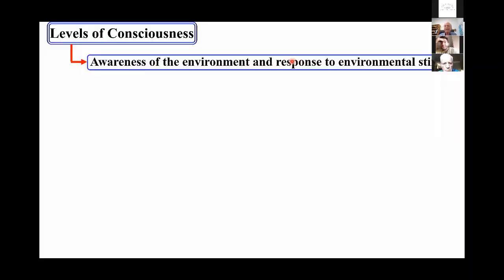Okay, so the first level, therefore, is that of awareness of the environment and response to environmental stimuli. Now, this basic level is what is commonly understood by consciousness. In the absence of this level, the person is said to be unconscious. And this is the only level of consciousness that babies have up to the age of about a year or so. And it is the level of consciousness that we partially lose when we go to sleep.